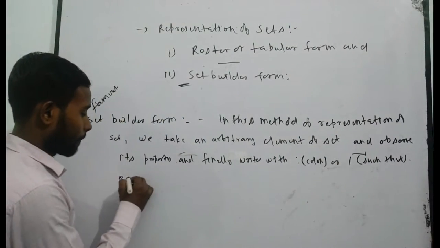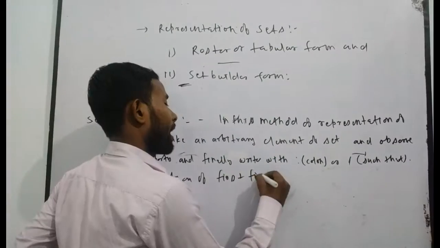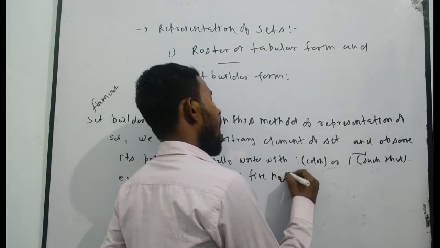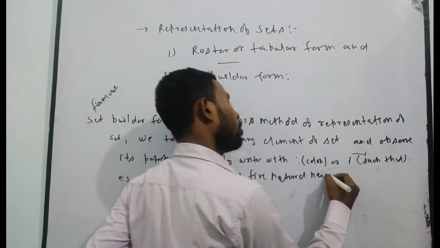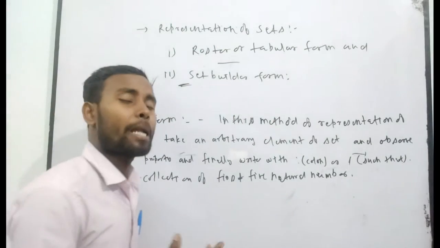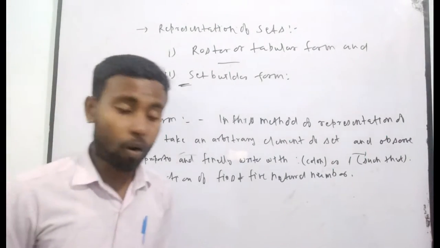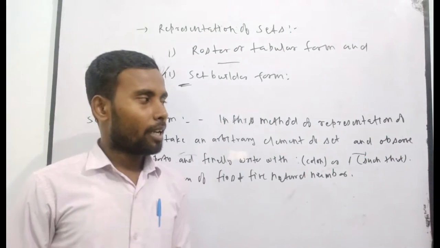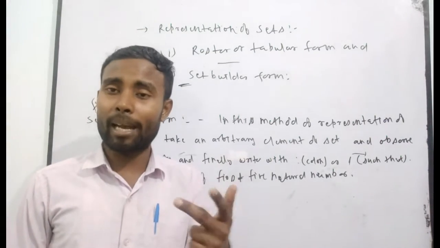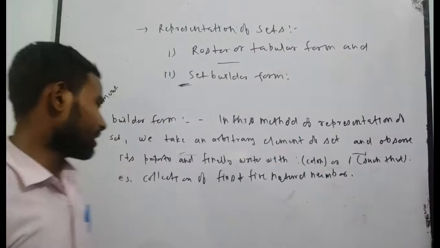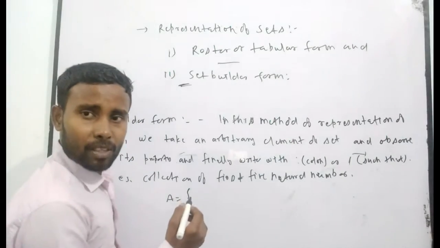Suppose I have taken an example. I always take the same example: collection of first 5 natural numbers. How can you write it in statement form? As you know, in the first 5 natural numbers, the next number is always obtained by adding 1. That means all elements are of a similar kind, because each element is obtained by adding 1 to the preceding term. In that case, suppose the set is A, and each element belongs to natural numbers.